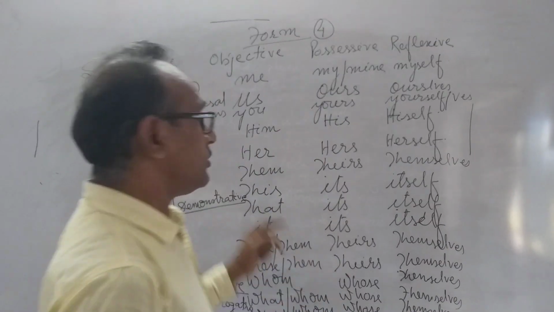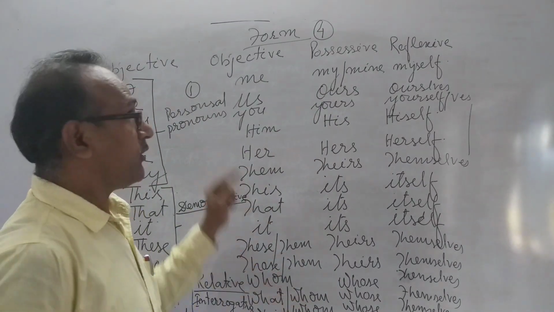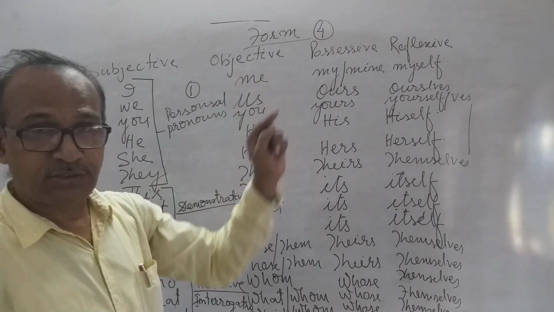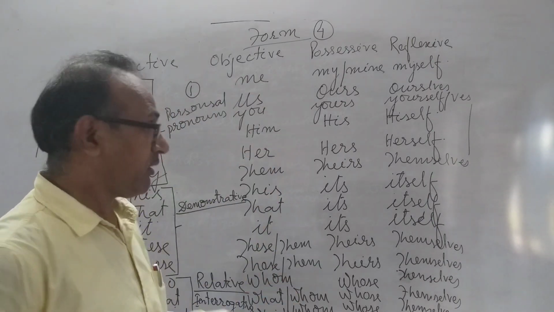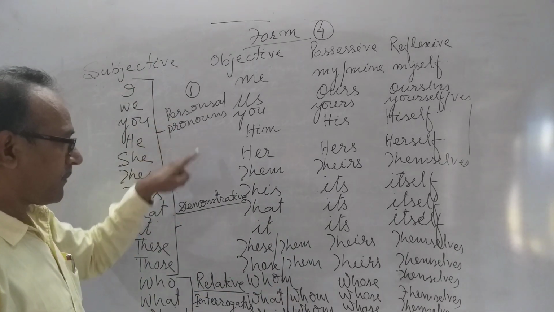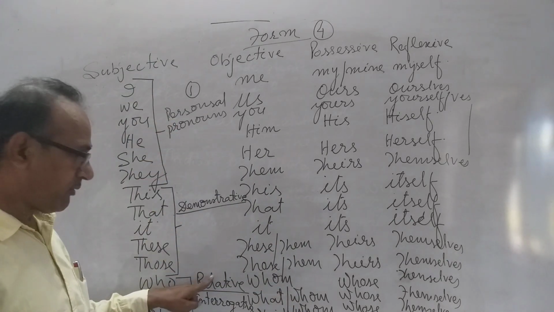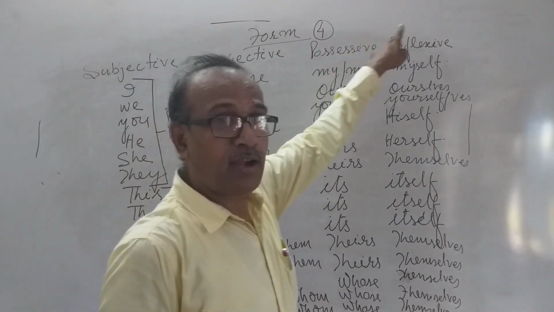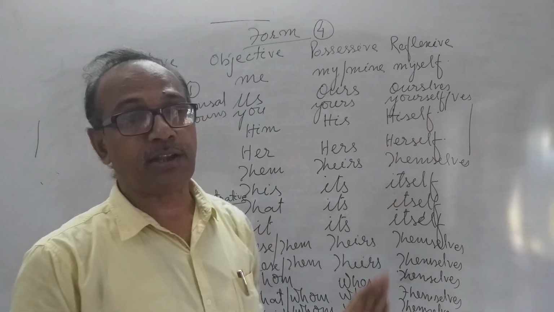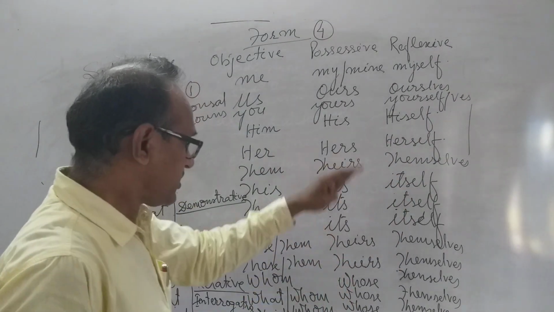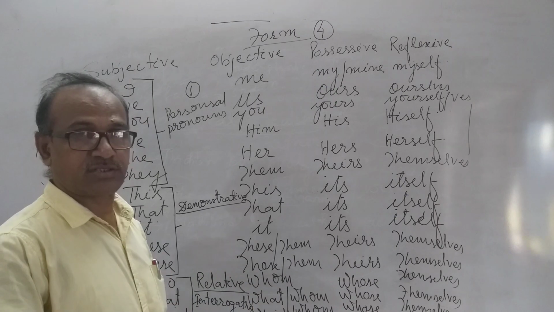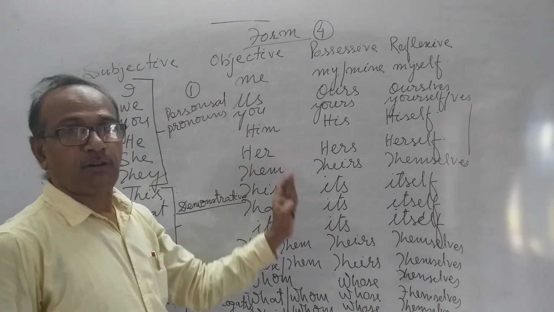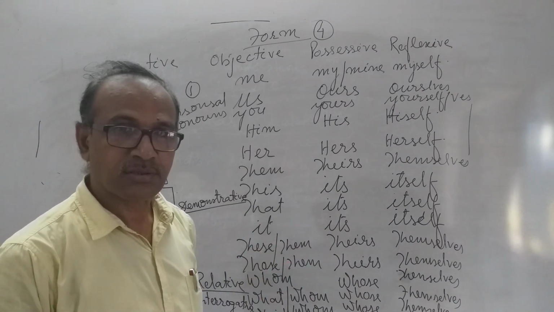Understood? So, you will write categorically. Forms, 4 forms: subjective form, objective, possessive, and reflexive. And under types of pronoun, you will write personal pronoun, demonstrative pronoun, relative pronoun, interrogative pronoun, objective pronoun, possessive pronoun, and reflexive pronoun. Categorically, you will write in your notebooks. Okay, so this is only just a demonstration, so that I can explain to you about these forms and types.